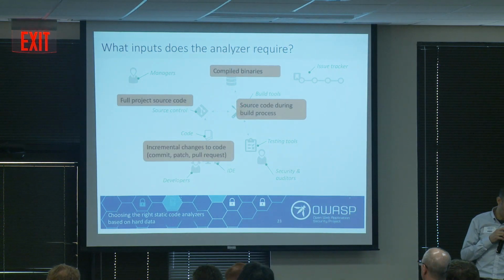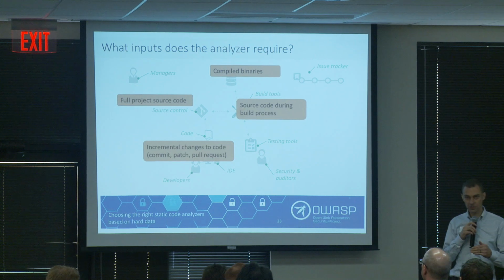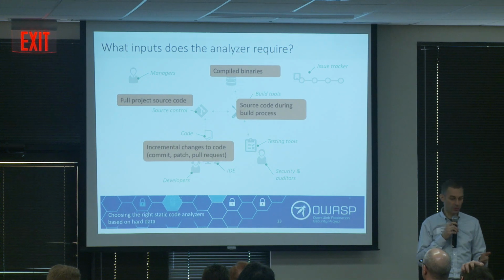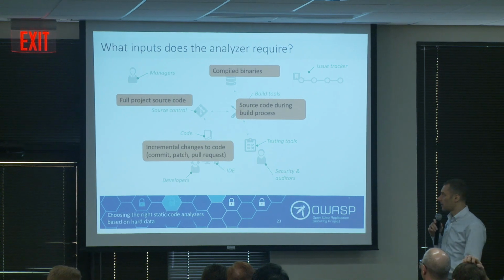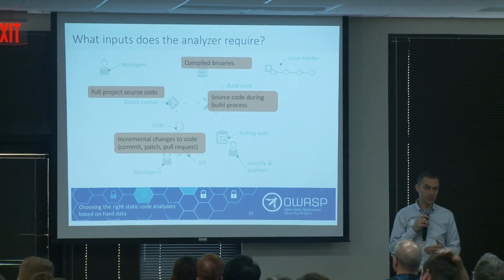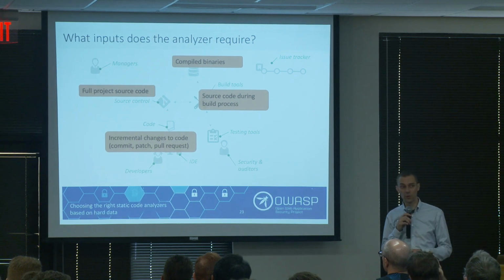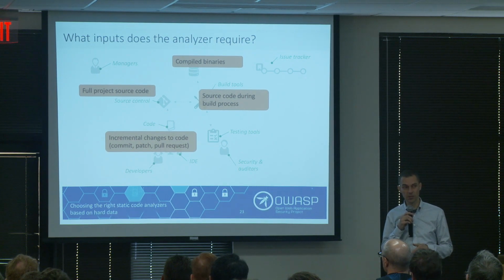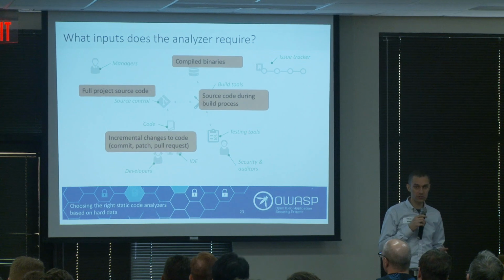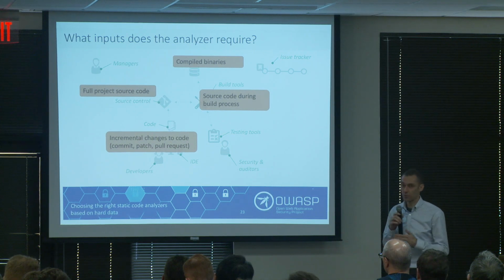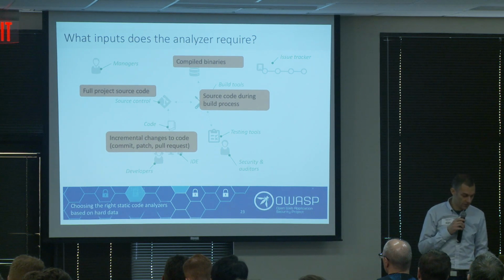What inputs does it require? Different analyzers require different inputs, and that's going to be related to the deployment location. Maybe you want to run static analysis on third-party libraries that you've acquired that you don't have access to the source for. If the analyzer requires source code, you're not going to be able to use that analyzer, right? So you need to be looking at the types of analyzers and the inputs that you can provide that analyzer in order to make it all work.